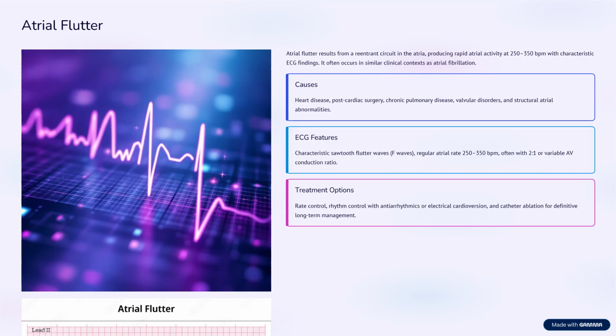Common causes for atrial flutter include heart disease, post-cardiac surgery, pulmonary conditions like COPD, and hyperthyroidism. It can also occur transiently after cardioversion or in patients with structural heart changes. Symptoms may include, like I said earlier, palpitations, shortness of breath, dizziness, and fatigue.